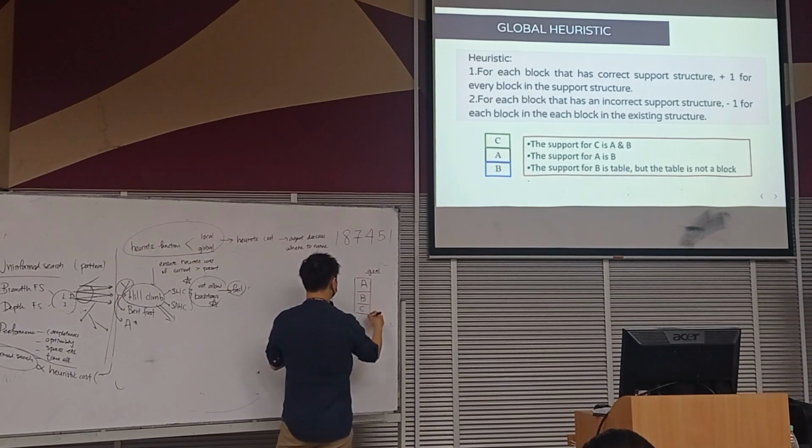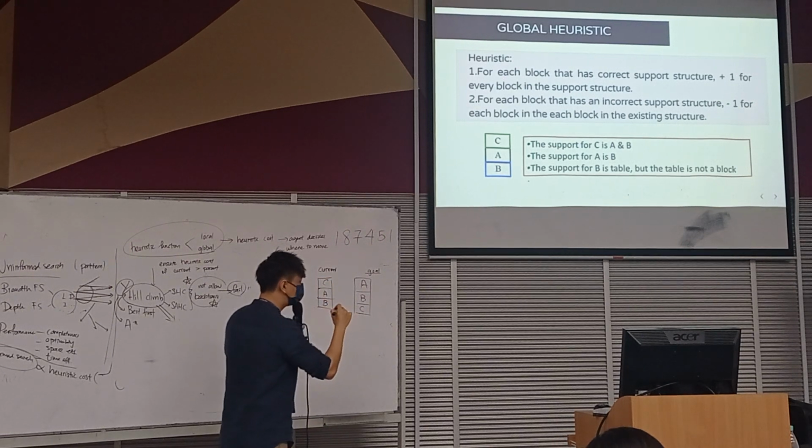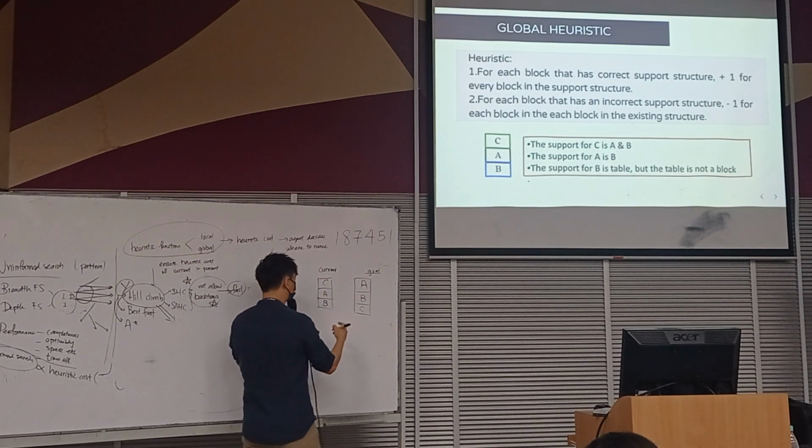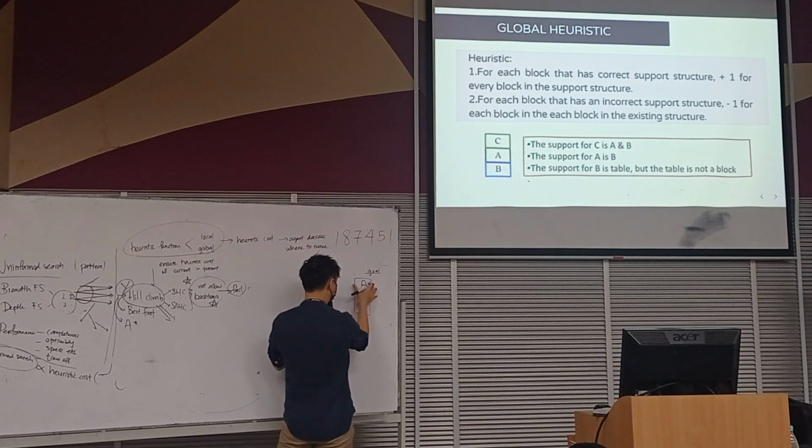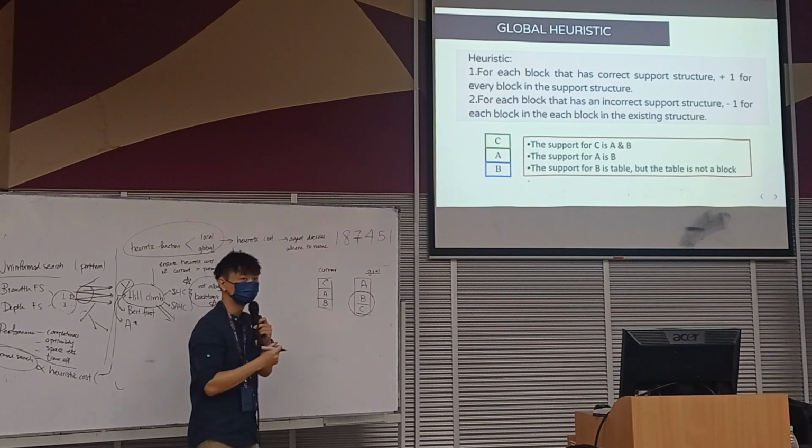Okay. So what does it mean by support structures? Support structure is referred to this. So A is actually supported by these support structures. It must be supported by B and C. This is the support structure.